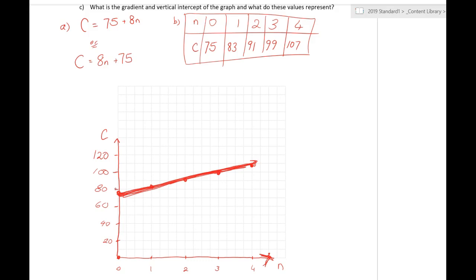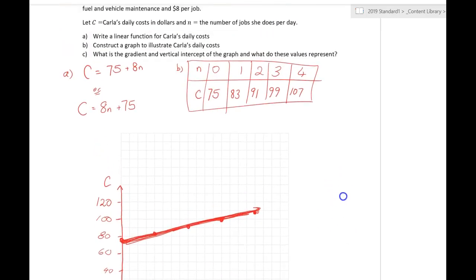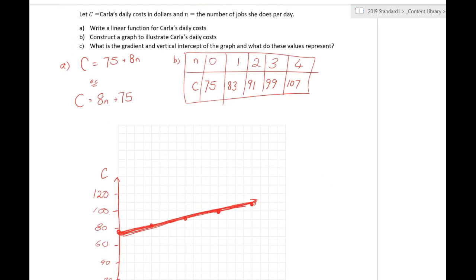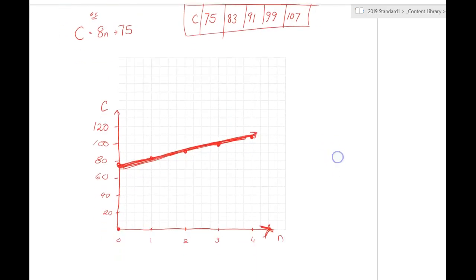Rightio. So that shows me roughly what it's costing Carla, depending on how many jobs she does, how much her costs increase. Frankly, I would look at that and say, not that much. The big expense is the starting off 75. After that, a few jobs, it's not getting a lot bigger all that fast. Anyhow, let's move on to part C here. What is the gradient and vertical intercept of the graph, and what do these values represent?